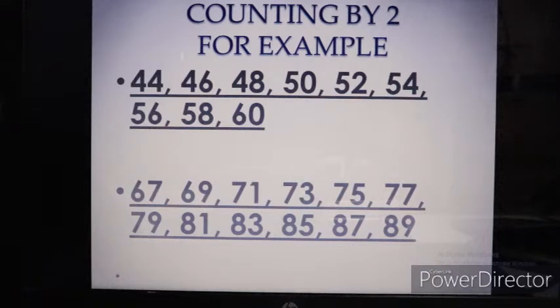Can you see a pattern? All the numbers are odd numbers. So, do you know what odd numbers are? Odd numbers are those numbers which can only be divided by 1 and the number itself.